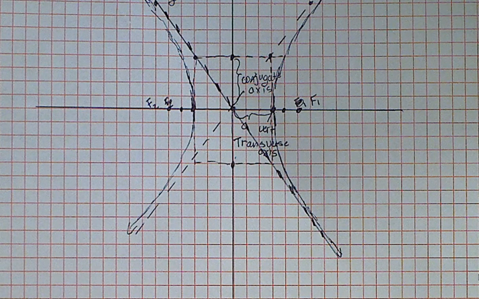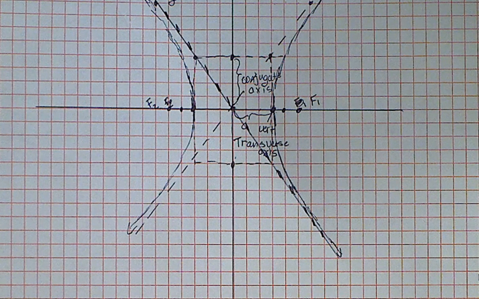How do you decide if it's vertical or horizontal? If x goes first, it's left and right. If y goes first, it's up and down. So it's just which one is first. The number that's under x is always the distance left and right. The number that's under y is always the distance up and down, or the conjugate and transverse axes.